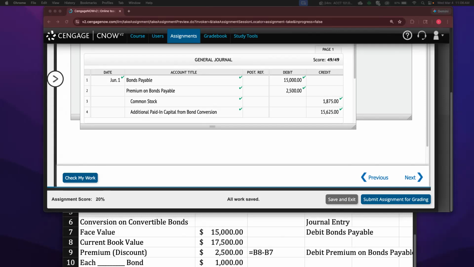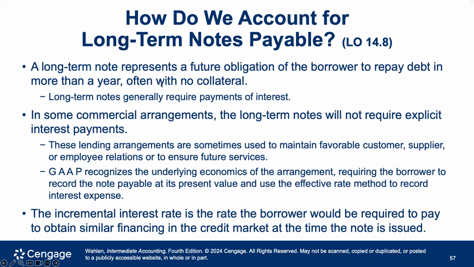Last thing we're going to talk about in chapter 14, long-term notes payable. A long-term note represents a borrowing arrangement where repayment is due in more than a year. Typically, these notes require some interest payments. They're pretty straightforward, though. However, in some commercial arrangements, there may be no stated interest rate. Sometimes companies lend money to maintain good customer or supplier relations or support employees or secure future services. So the note might just say zero interest. But that doesn't mean that there's no financing cost.